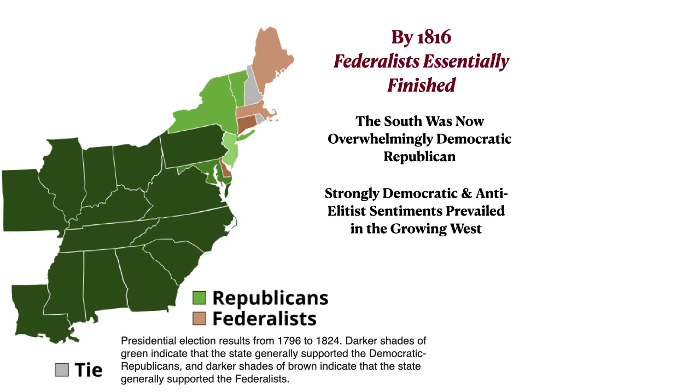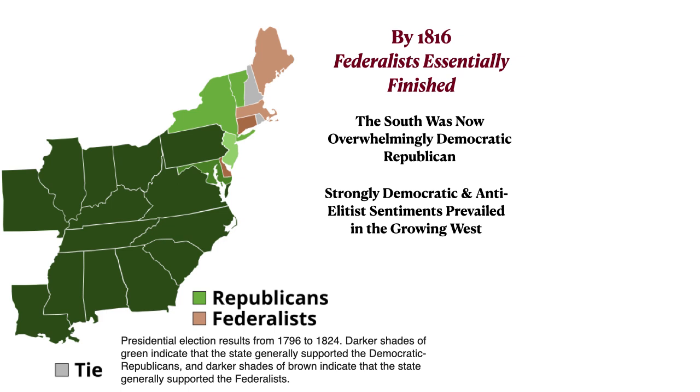Second to last slide, I want to note by 1860, the Federalists are essentially finished. The South is now overwhelmingly Democratic Republican, even South Carolina. There are just a few areas where the Federalists were still getting votes at this time. This is beginning a new epoch in American history that's strongly Democratic.